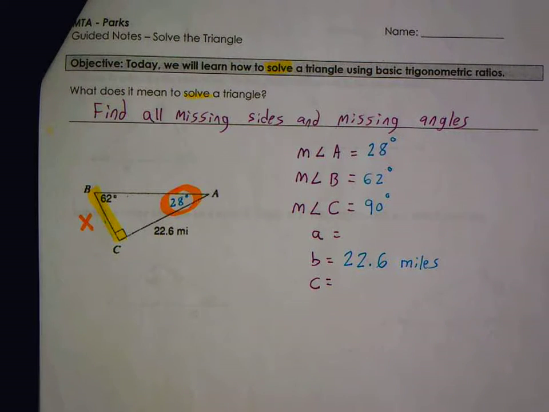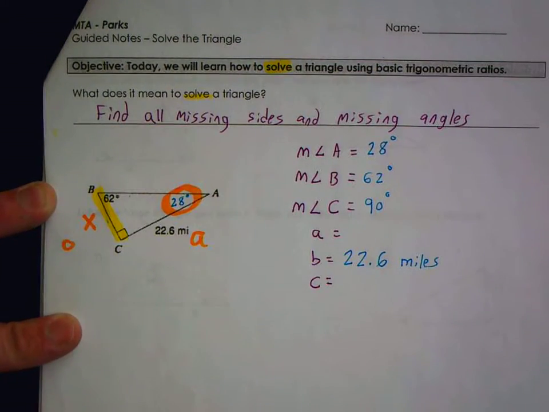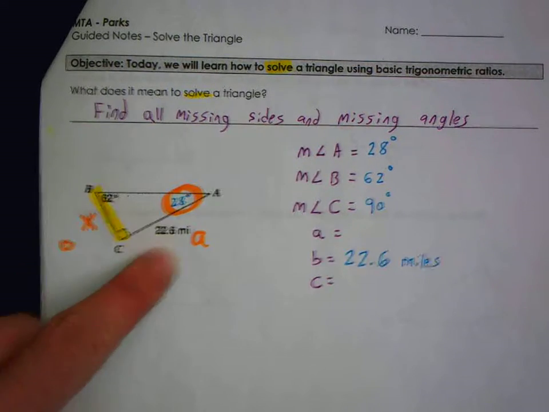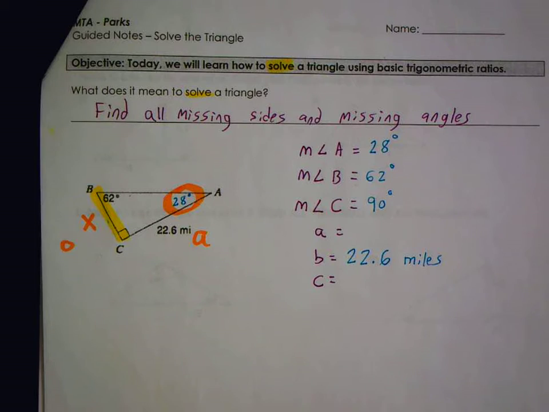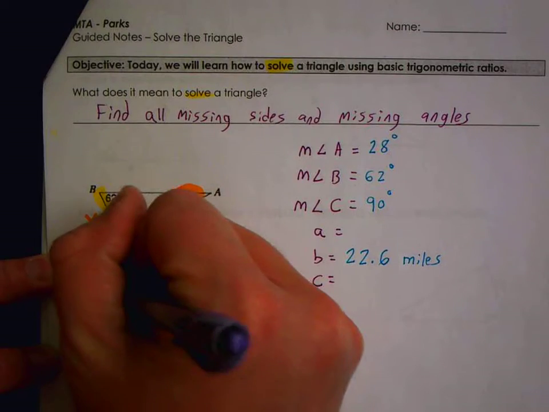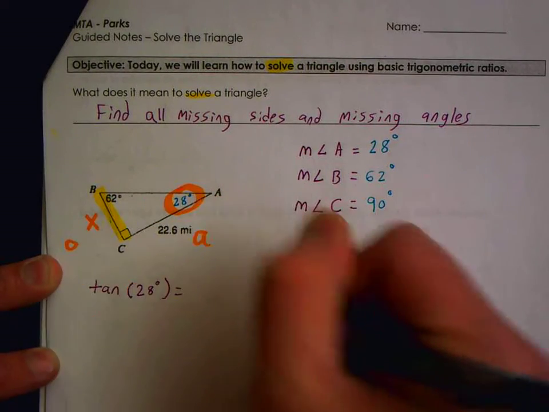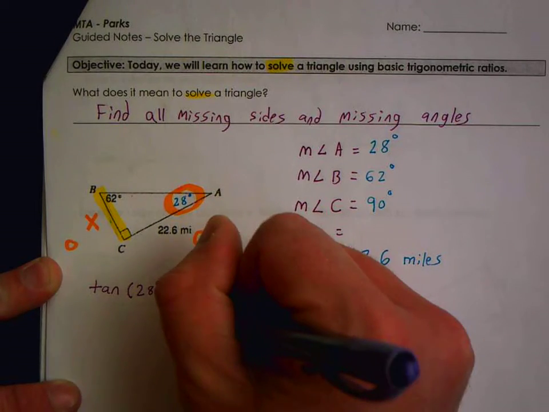Or you could have, I guess, in theory, just put little a, right? And we know that to that angle, and this would be adjacent. So which trig ratio uses adjacent so that we can find opposite? Tangent. So TOA, T-O-A. So the tangent of 28 degrees equals O over A, x over 22.6.